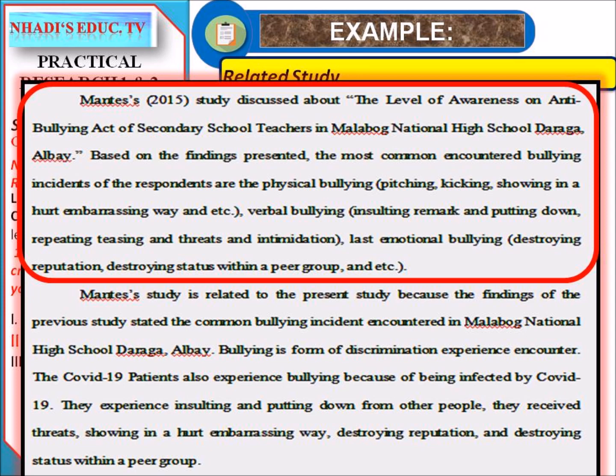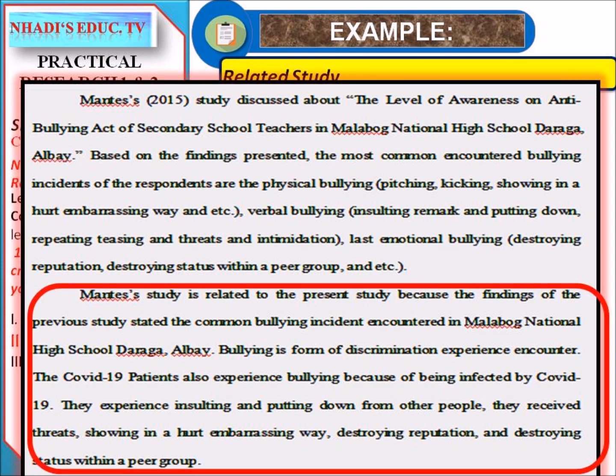taken from Mantes of 2015 about the level of awareness on the Anti-Bullying Act of secondary teachers in Malabog National High School, Daraga, Albay. On the next paragraph, they show how the study of Mantes is related to the present study. If we are going to read it, the study is related to the present study because the findings of the previous study stated the common bullying incident encountered in Malabog National High School, Daraga, Albay. Bullying is a form of discrimination experienced and encountered.